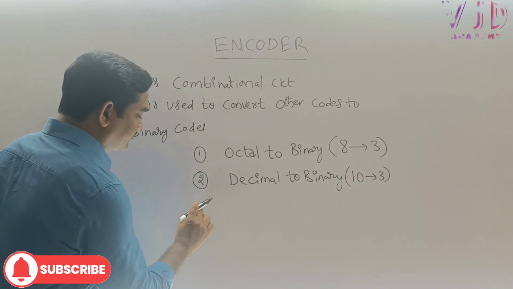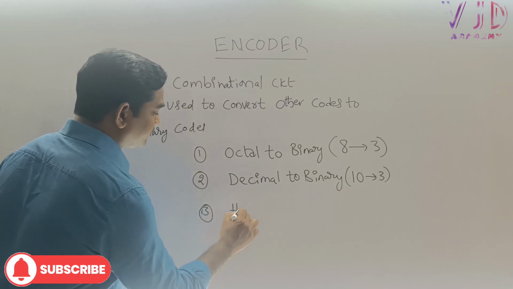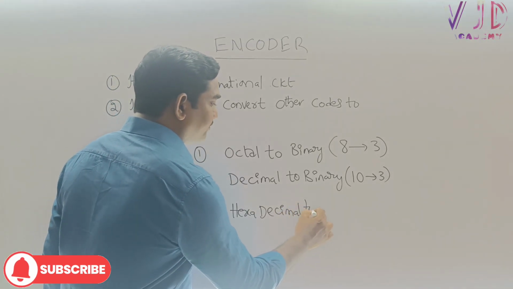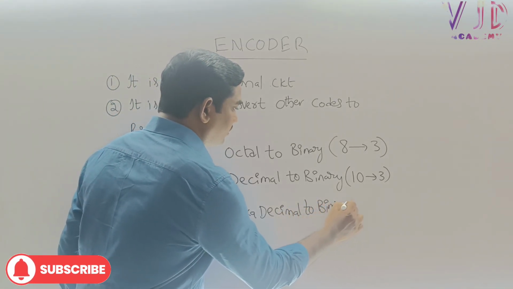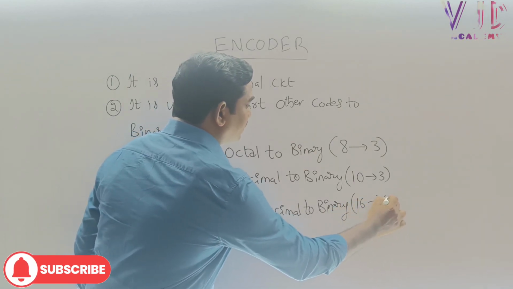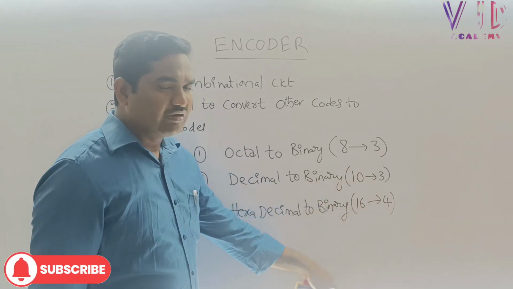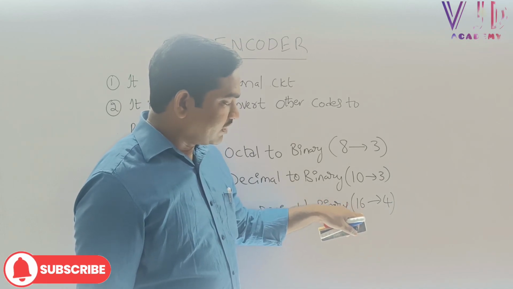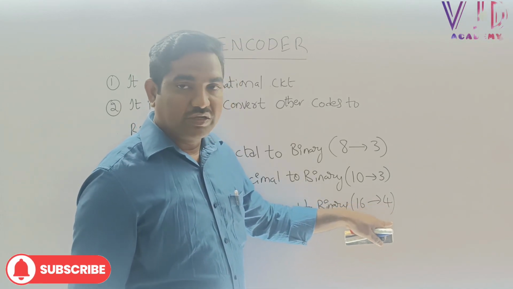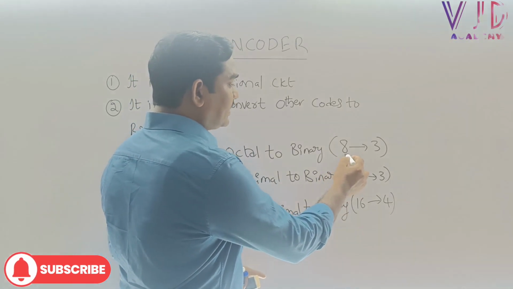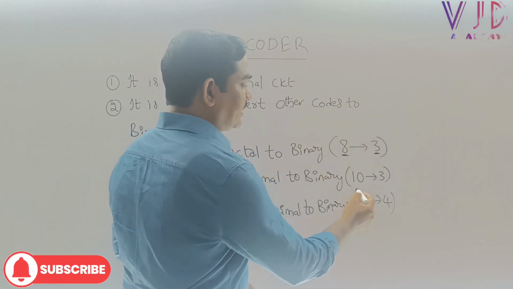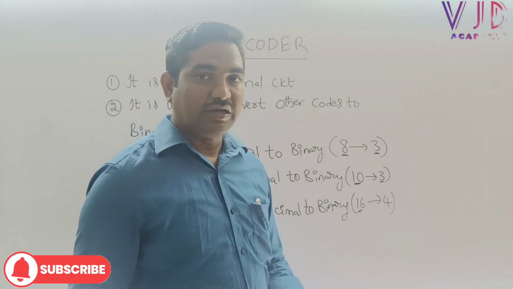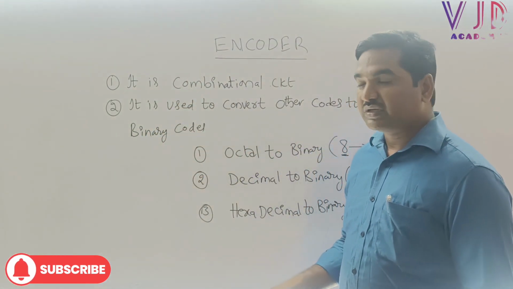Now the third one is hexadecimal to binary. Here we can say 16 to 4. What is 16, sir? There are 16 combinations of inputs, and it is producing 4 outputs, which means it is taking 8 inputs and producing 3 outputs. Here taking 10 inputs and producing 3 outputs, 16 inputs and 4 outputs. That is the input output combinations that we are going to see.